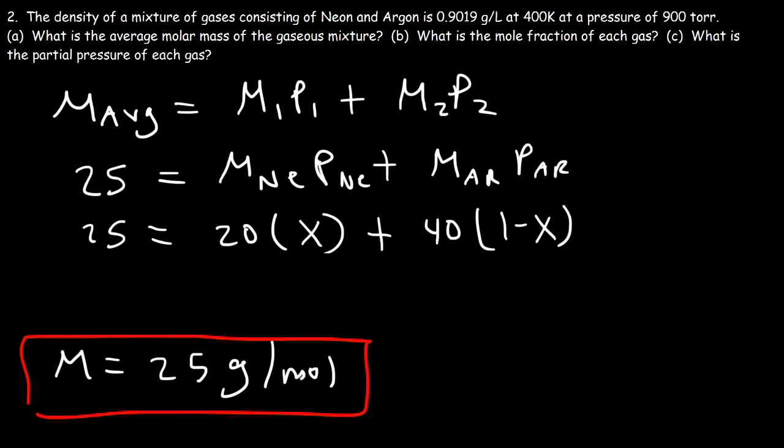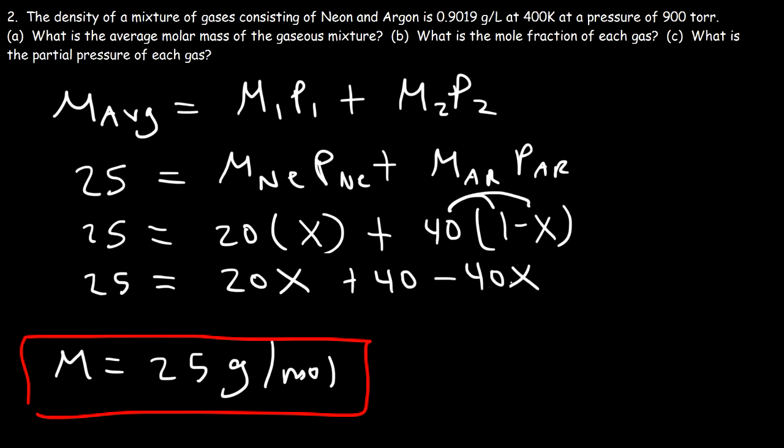So now let's calculate the value of X. So on the right side, we need to distribute 40 to 1 minus X. So this is going to be 40 times 1, which is 40, and then 40 times negative X, which is negative 40X. Now, let's combine like terms. 20X minus 40X is negative 20X. So it's 25 is equal to 40 minus 20X.